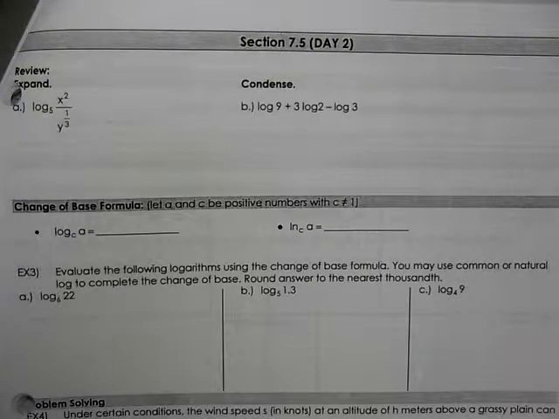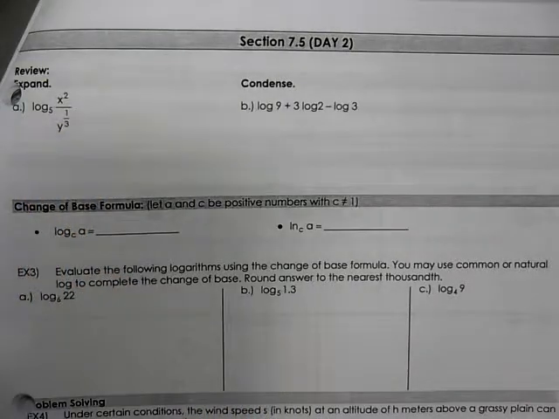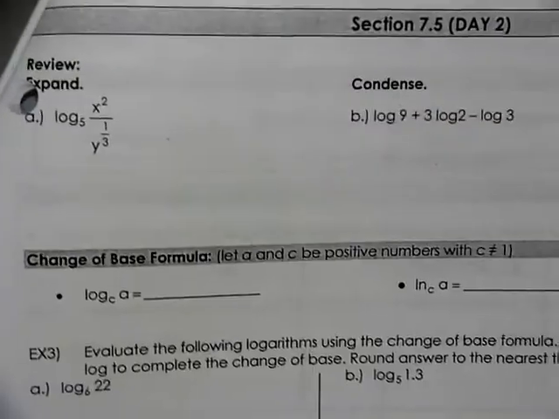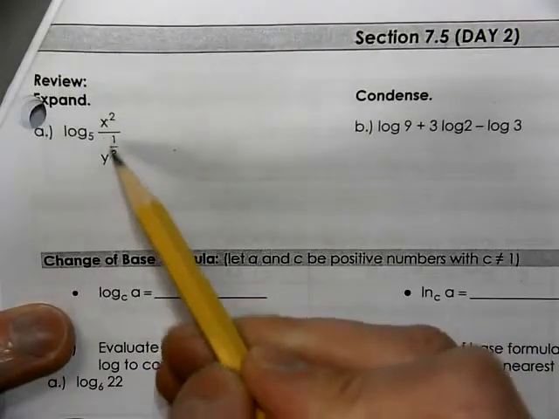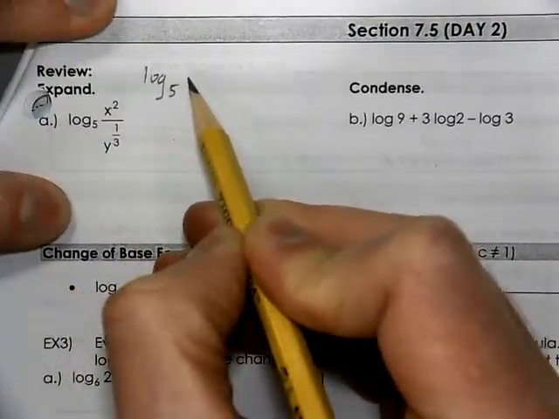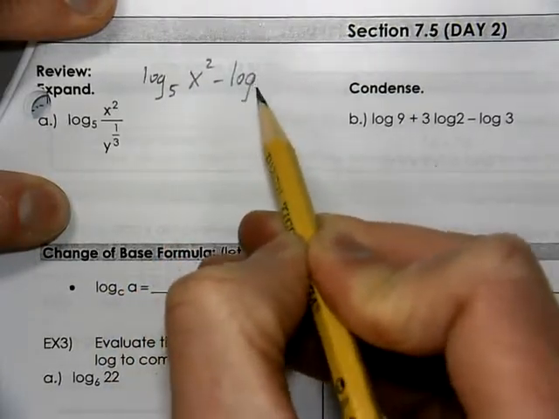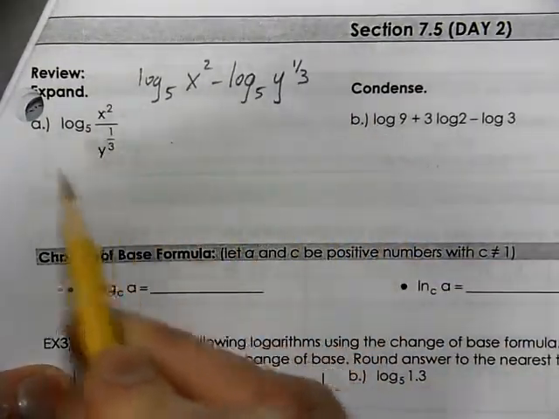So you go ahead and expand log base 5 of x squared over y to the 1/3 power. Something you should notice here, we have a fraction. So we're going to say log base 5 of x squared minus log base 5 of y to the 1/3. Remember, 1/3 is the same thing as a cubed root.